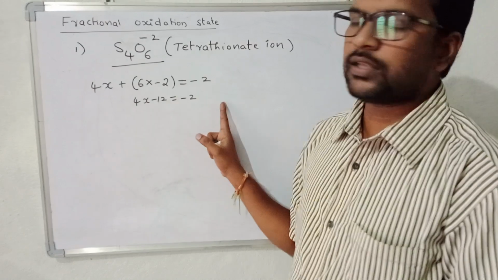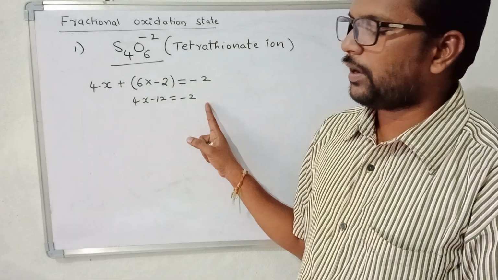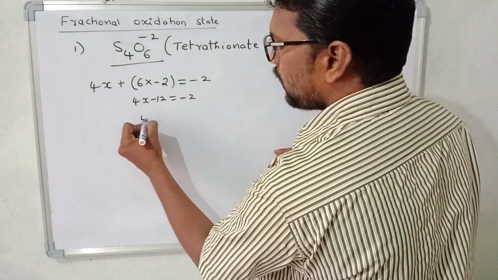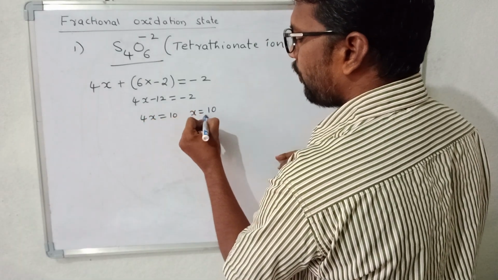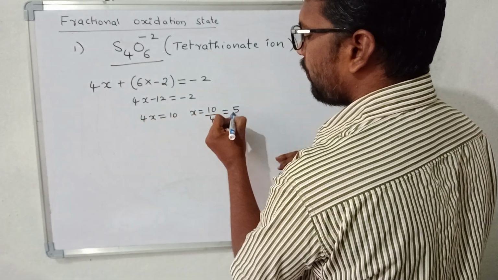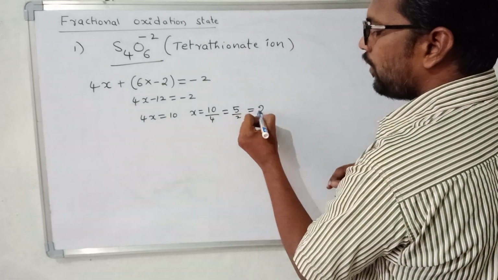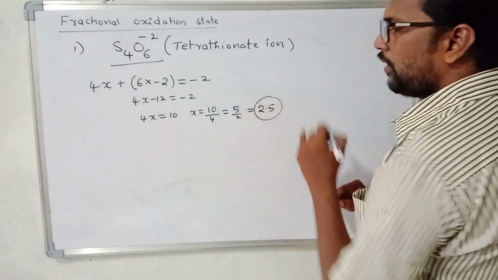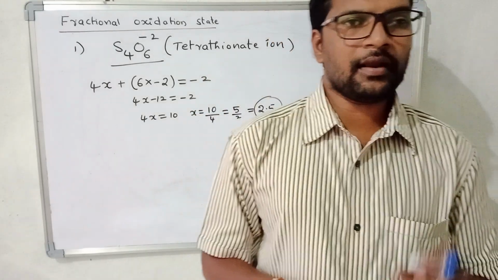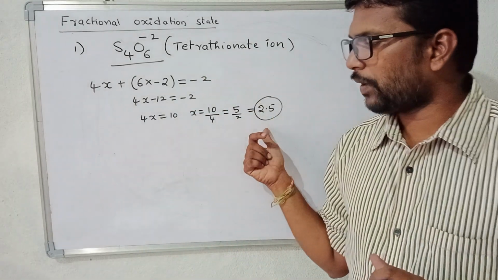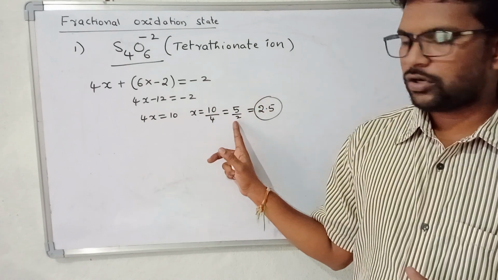Minus 12 on this side becomes plus 12. Plus 12 minus 2 means 10. So 4x is equal to 10, and from this x is equal to 10 by 4, which is 5 by 2, or 2.5. So it is a fractional oxidation state for the tetrathionate ion. In tetrathionate ion, the sulfur fractional oxidation state is 2.5, and it is called the average oxidation state.